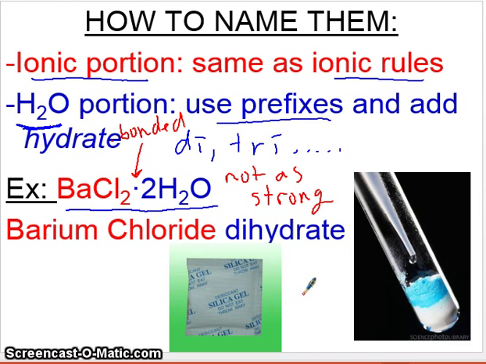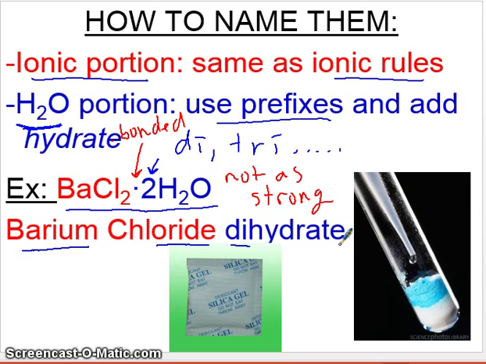So the way to name it is you first write the name of the ionic compound, in this case barium. Remember, the first ion does not change. The second ion changes to ide, so chlorine becomes chloride. And then for water, you would say hydrate. And then you would indicate with prefixes how many waters you have. In this case, we have 2, which is dihydrate.